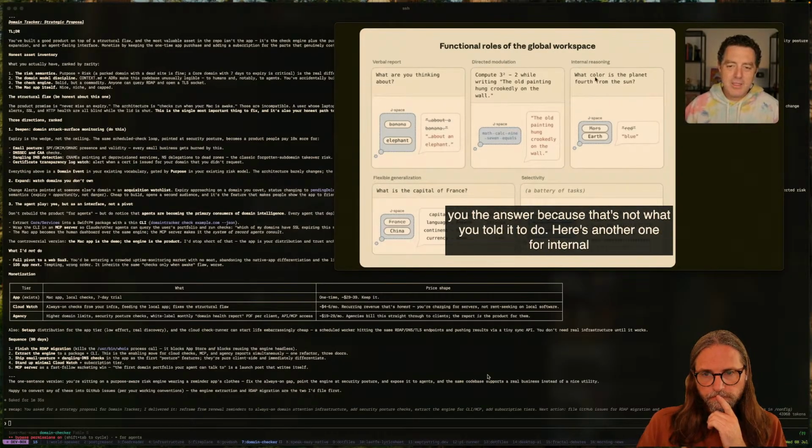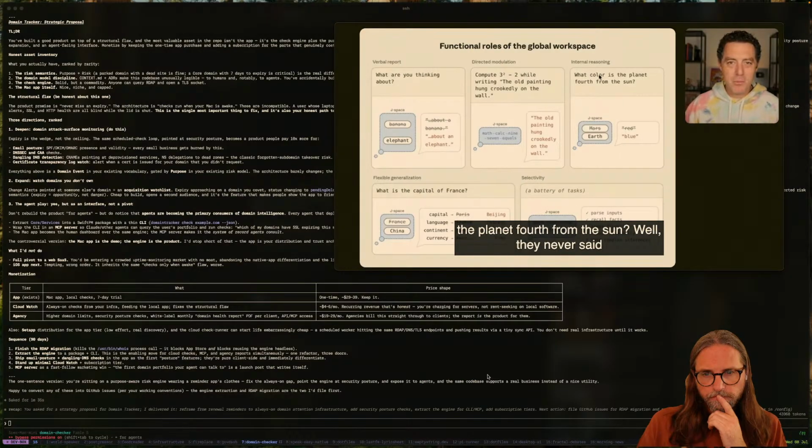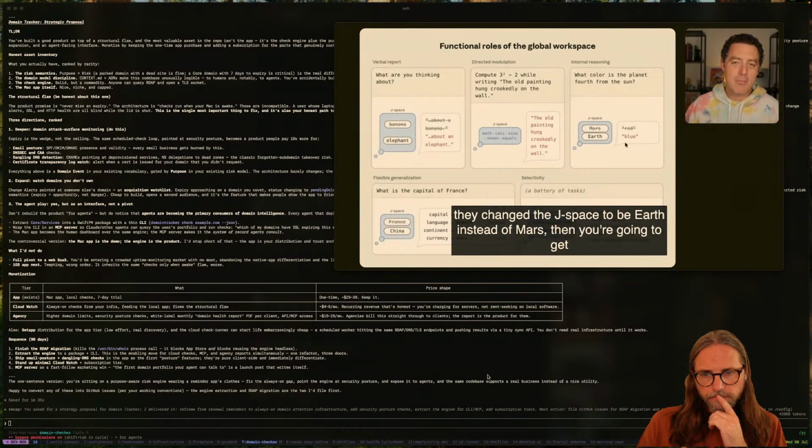Here's another one. For internal reasoning, what color is the planet fourth from the sun? Well, they never said what the 4th planet is. They just said the 4th planet. If they changed the JSpace to be Earth instead of Mars, then you're going to get blue as the answer.